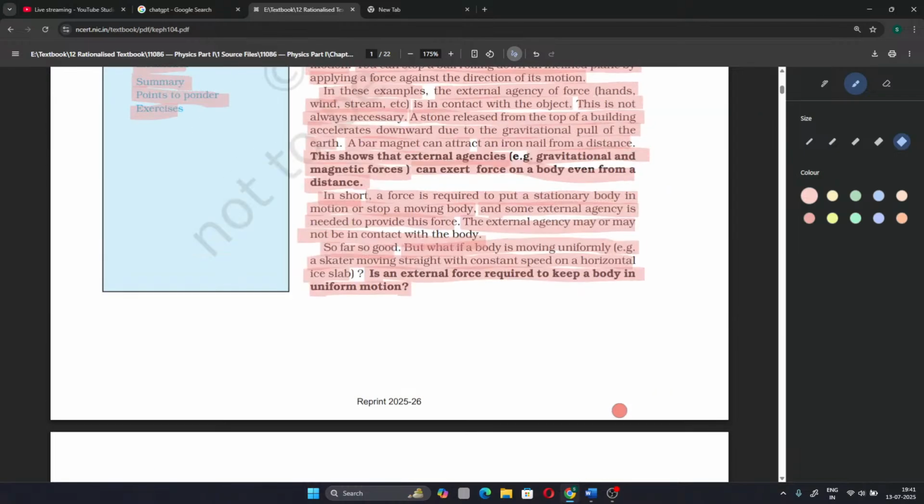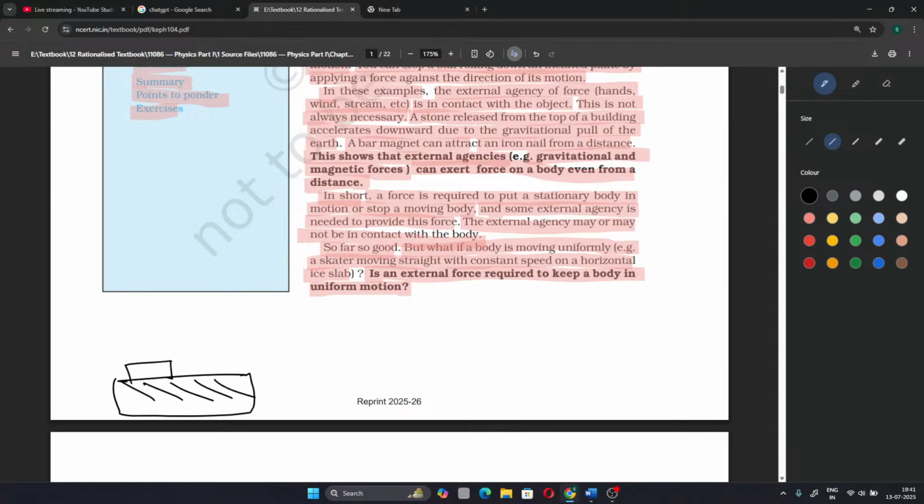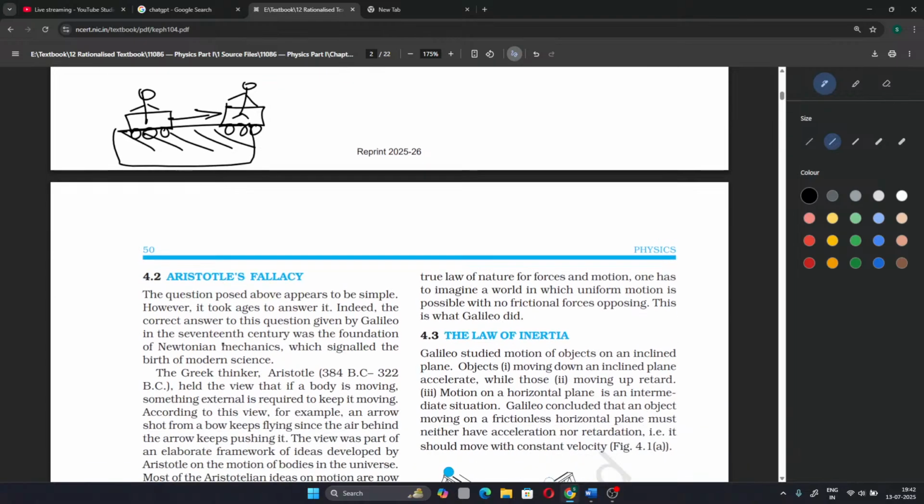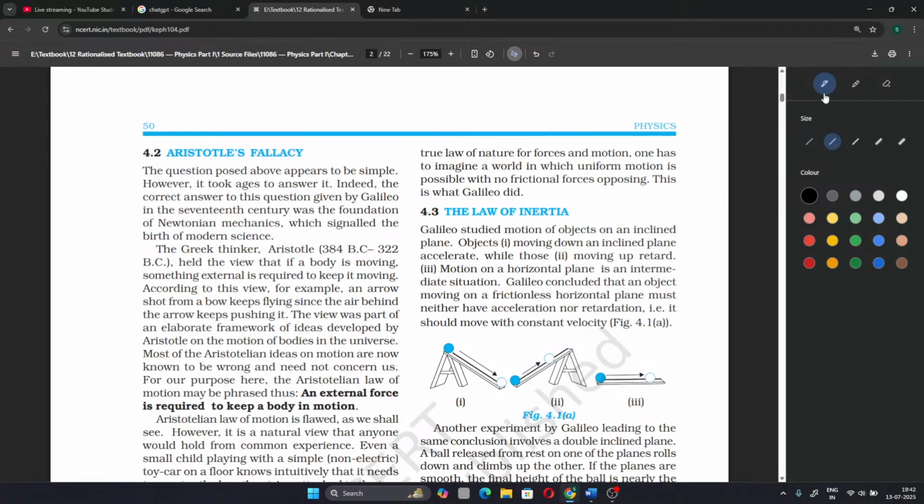That's what they're saying. Basically, as long as this is a frictionless surface, if a skater is going, he will continue to go unless someone stops him. Three wheels for a skater, fine. A fancy skateboard. Anyways, the second topic, Aristotle's fallacy.